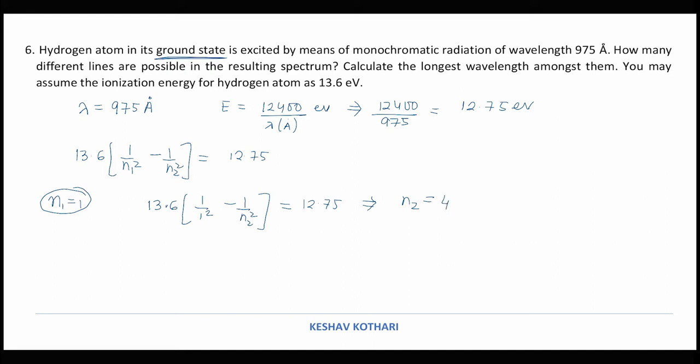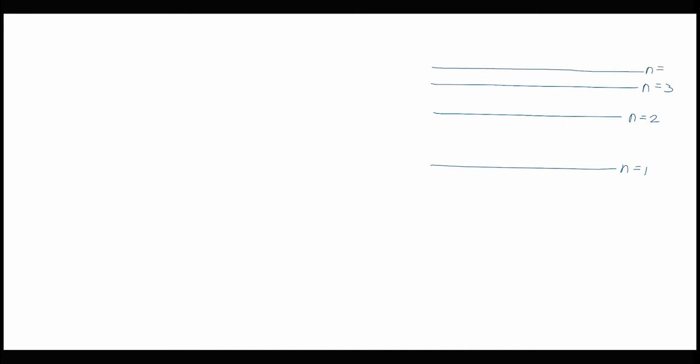Now for n equal to 4, we can consider it in this way: for the n value equal to 4, we can draw it like this. This is n equal to 1, n equals 2, n equals 3, and this one is n corresponding to 4. So if we look at the different transition lines, the different transitions can be like this. One is coming from here, another one can be like this, and then from here it is like this.